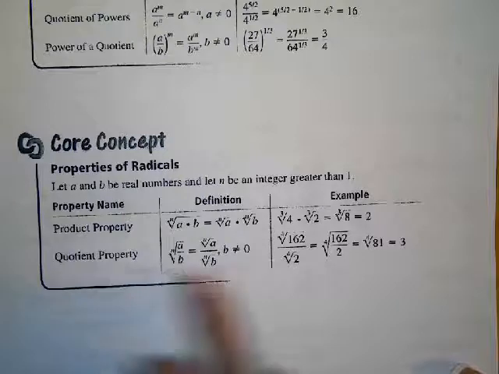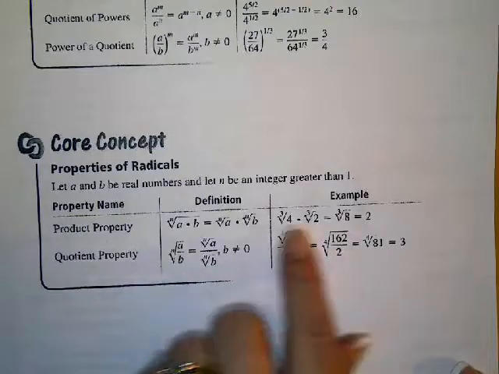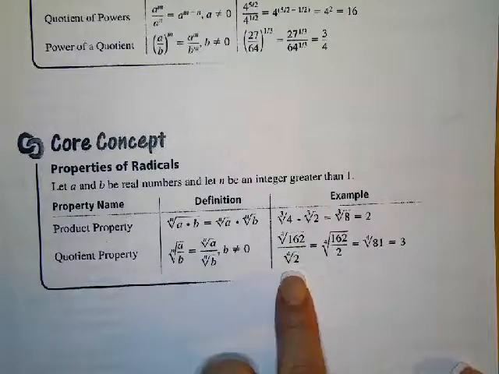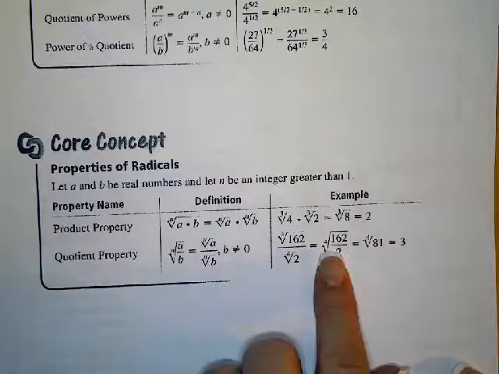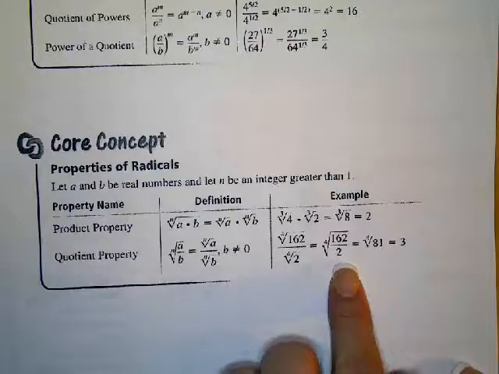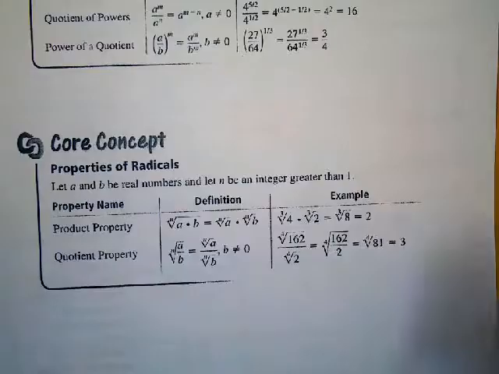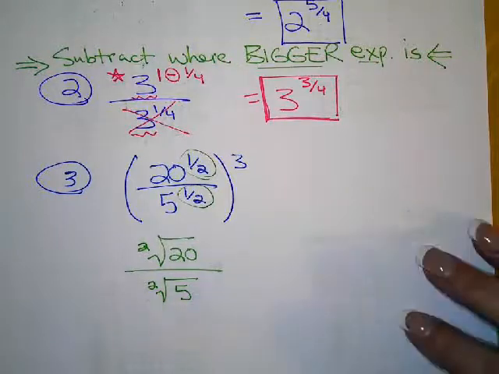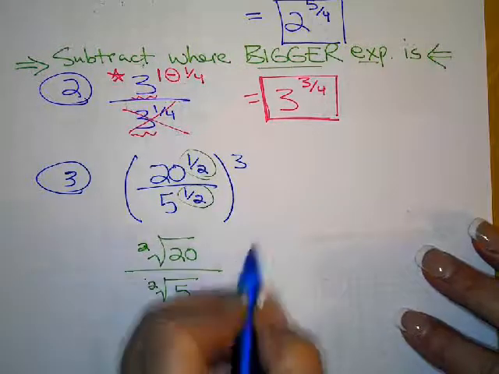So if you look over here, this kind of helps us see it a little better. They have a 4th root of 162 over a 4th root of 2. They wrote it as one big 4th root of 162 divided by 2, and then they reduced it. Can we do the same thing here, but use it as a big square root? Yes, we can. So we're going to take this and write it as one big square root.